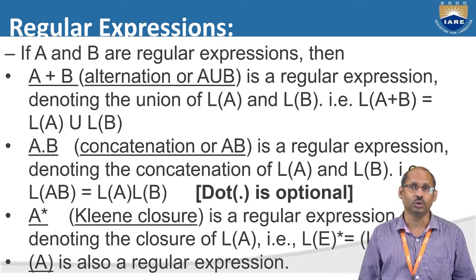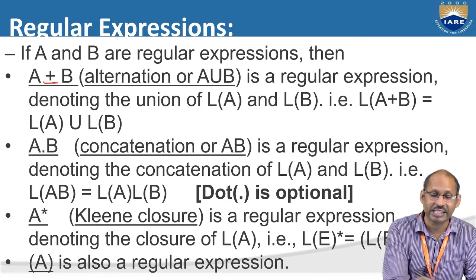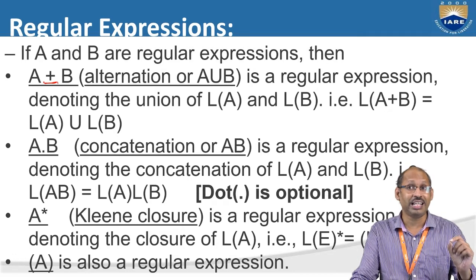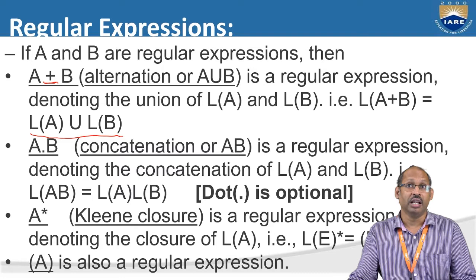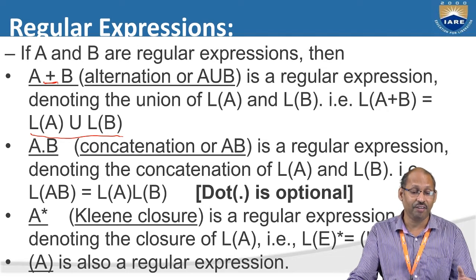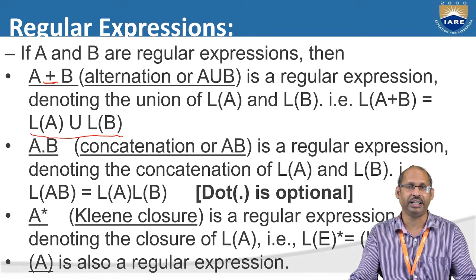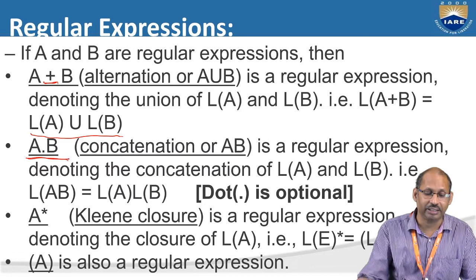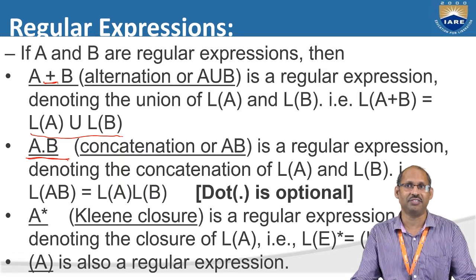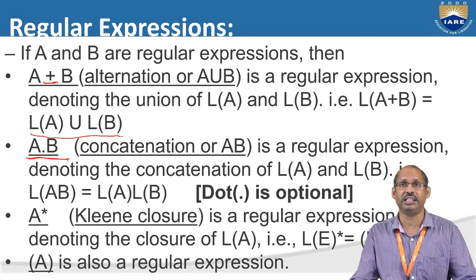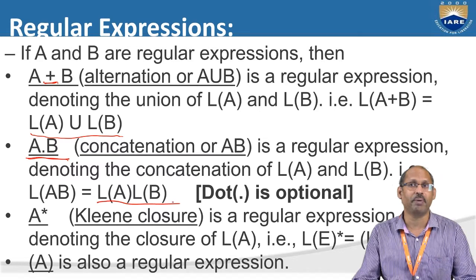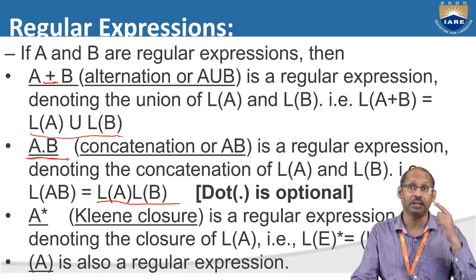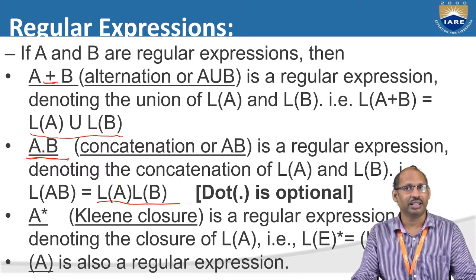So the first one is union. A plus B is a regular expression to denote the union of L of A and L of B. A plus B is what we write for L of A union L of B. Then A dot B is a regular expression denoting the concatenation of two languages, L of A followed by L of B. Is it clear? So, union property, concatenation property.